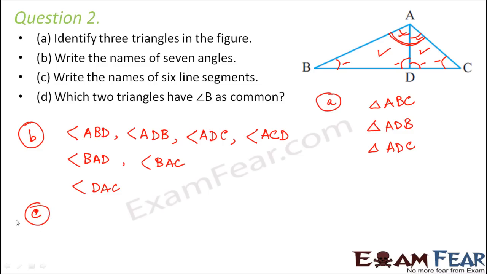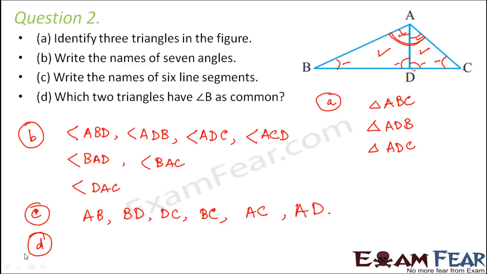C. Write the names of 6 line segments. So what are the various line segments involved? One is AB, next is BD, next is DC. Now BD is one line segment, DC is one line segment, but BC also is one line segment. Though BC is a combination of BD plus DC, BC is a separate line segment, right? AC, AD. So these are the 6 line segments.